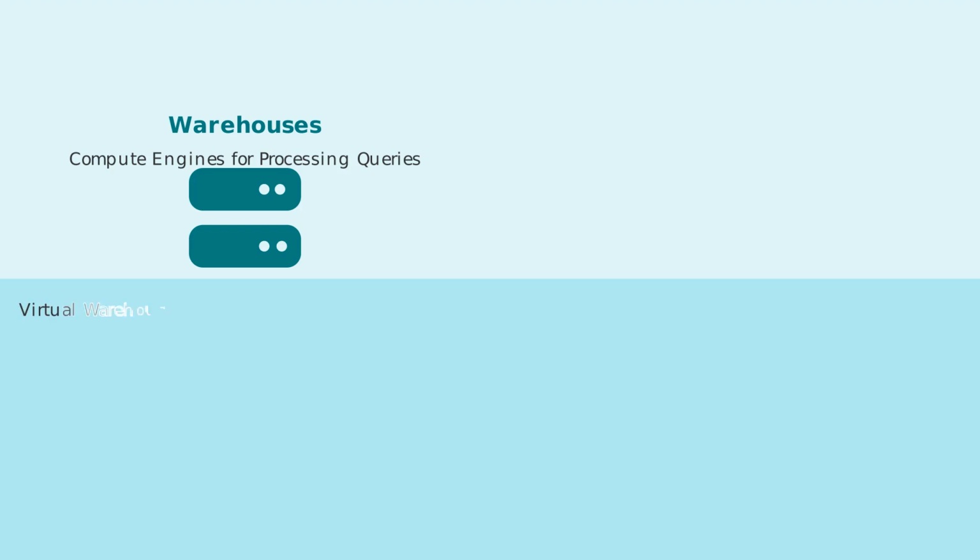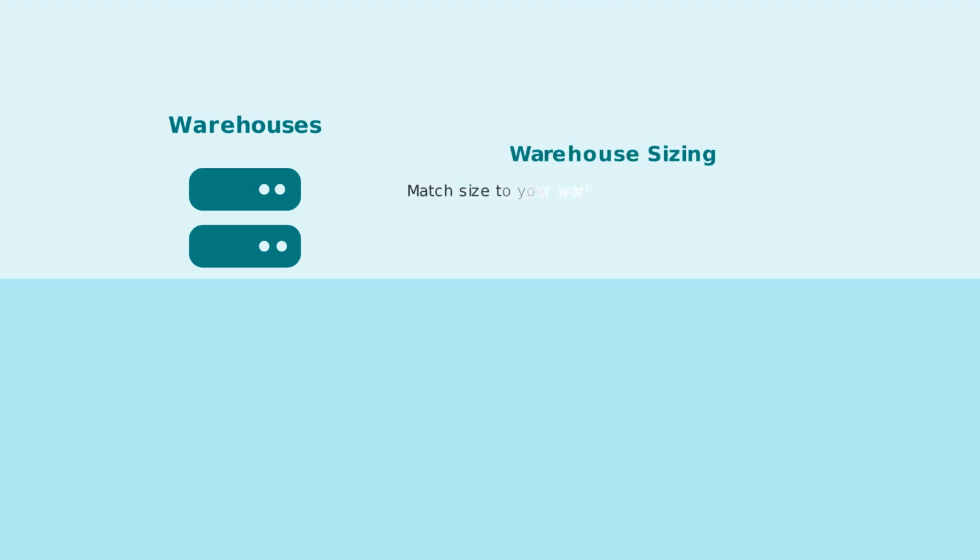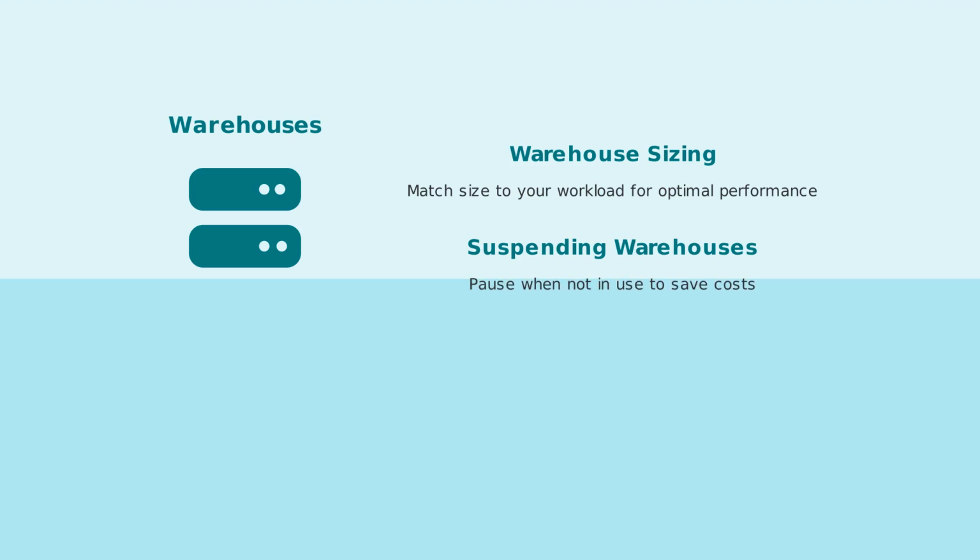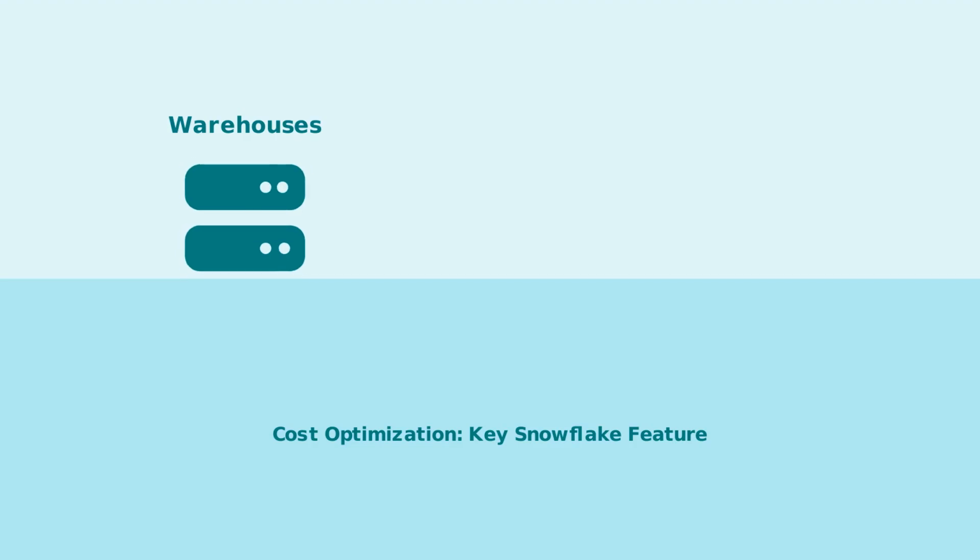Warehouses are Snowflake's compute engines, responsible for processing your queries. The tour explains how virtual warehouses work as on-demand compute resources. You'll learn the importance of sizing your warehouse appropriately for your workload. And crucially, how to suspend warehouses when they're not in use to optimize costs. Cost optimization is a key feature of Snowflake.